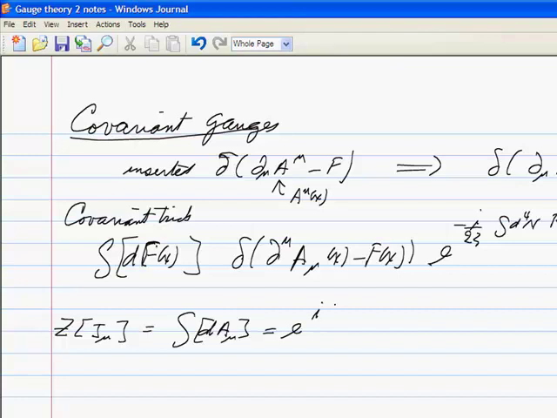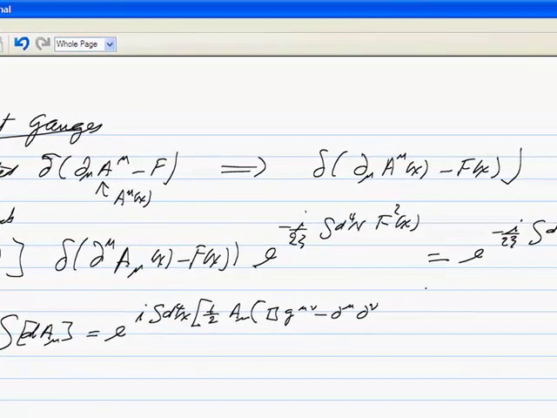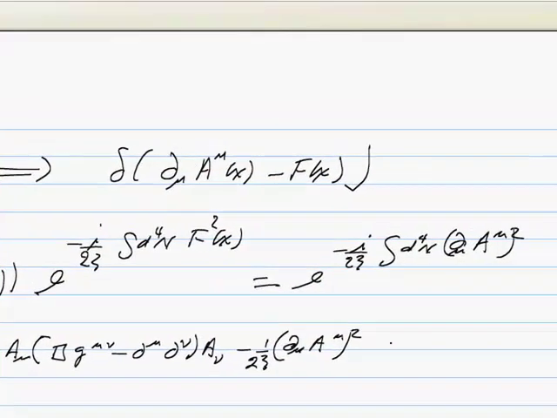So it's e to the i integral d4x. We start with 1/2 A mu box g mu nu minus d mu d nu A nu. This new piece has been added as 1 over 2c d mu A mu squared, and then there could be J mu A.